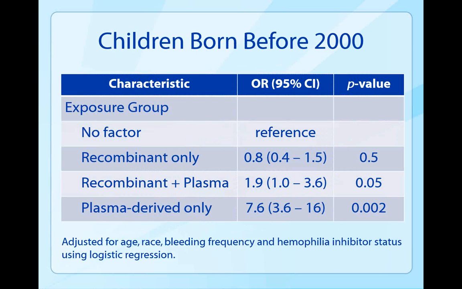So these are children, all born before 2000. And you see that the reference group here is those that received no factor or no blood or blood products. And then we have children who received only recombinant product. And you can see that their risk of having been exposed to this virus is no different from those who've never had any product at all. However, when you look at the children who've been exposed to both recombinant and plasma-derived product, you can see that those children were twice as likely to have been exposed to parvovirus B19 than those who had not. And finally, those children who had been exposed to plasma-derived products only were nearly 8 times more likely to have had previous exposure to parvovirus B19, which suggests that these patients were getting exposed to parvovirus B19 through the product.